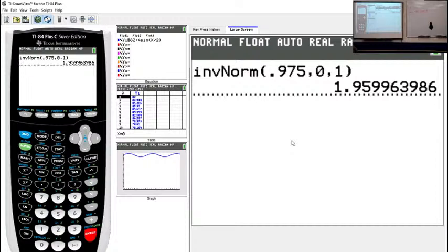And this is the most common score you're going to need. So my guess is that a lot of you are just going to be able to memorize the 1.96. Probably by the end of this chapter. But you don't need to memorize it. If you need to do the inverse norm, that's fine.